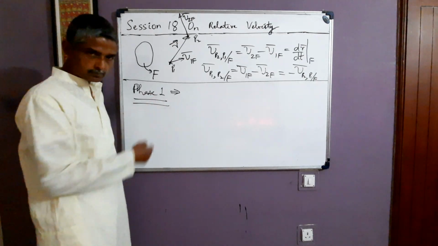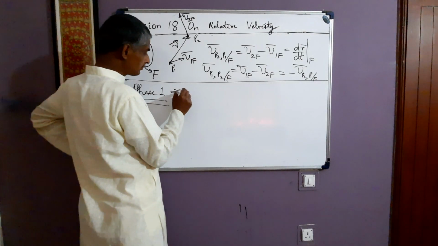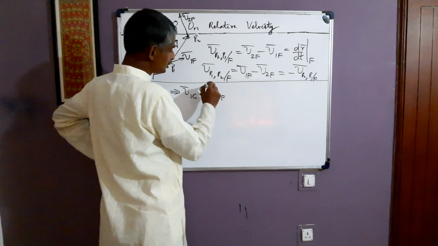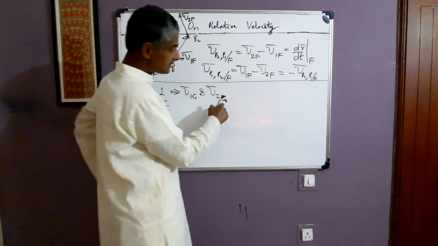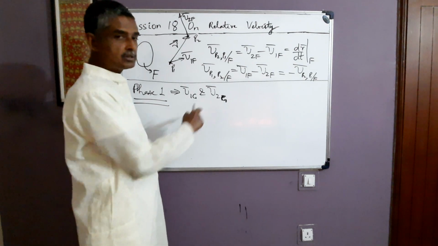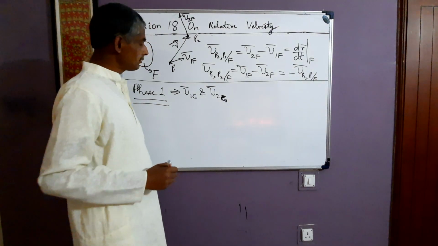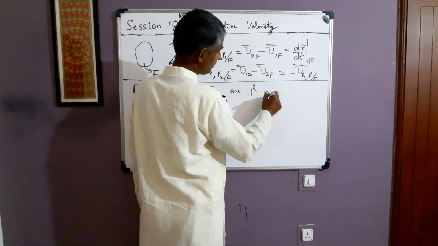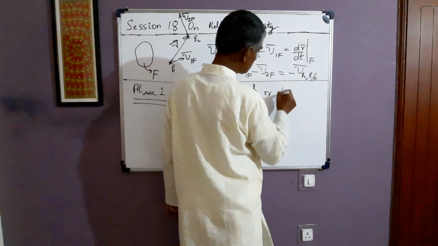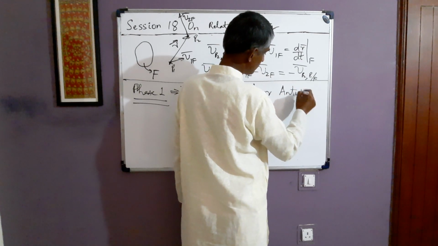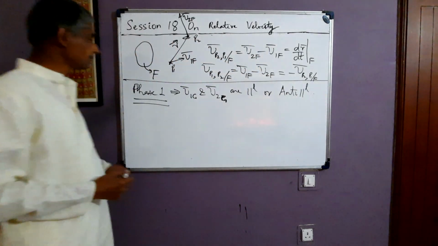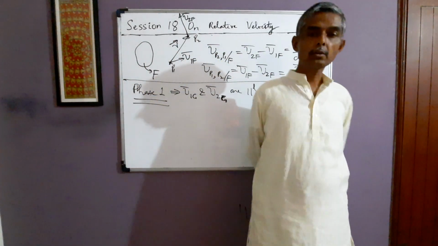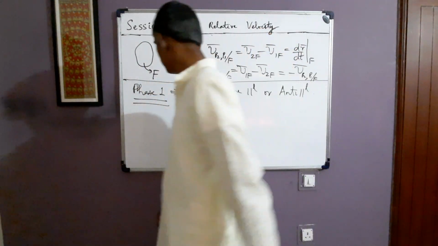First we'll discuss phase 1. In phase 1, we assume that V1G and V2G, where G means ground, 1 means P1 and 2 means P2, are parallel or anti-parallel. This is phase 1.